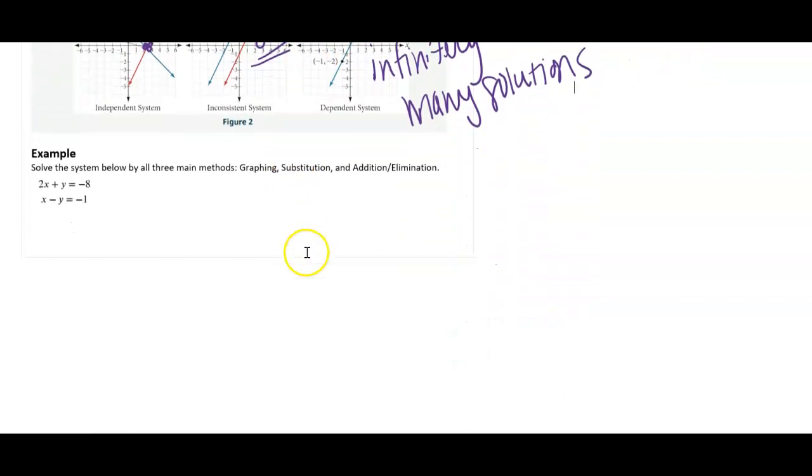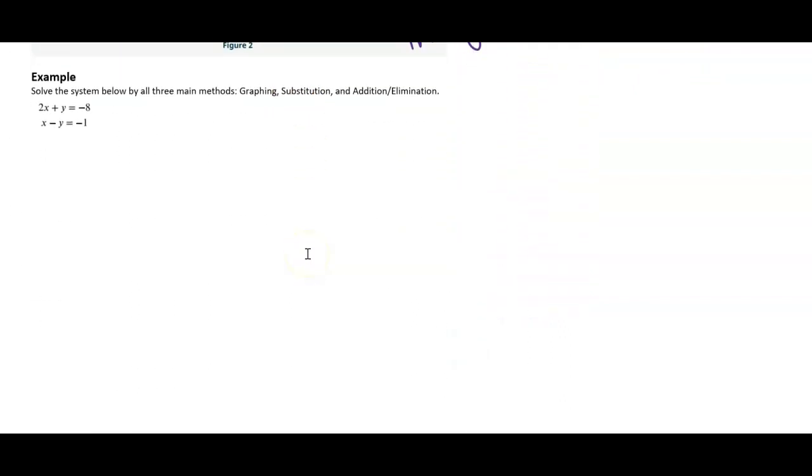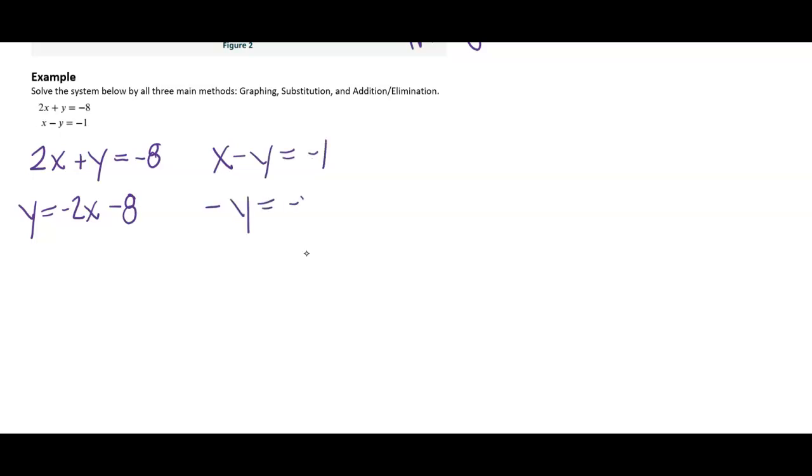All right, so we're going to solve this one example by all three of the methods that you would use, the main methods at least, for systems of equations. So the first is graphing. I'm going to solve both of these for y. So I'm going to subtract 2x to the right-hand side. I'm going to do that here as well, and then multiply through by a negative.